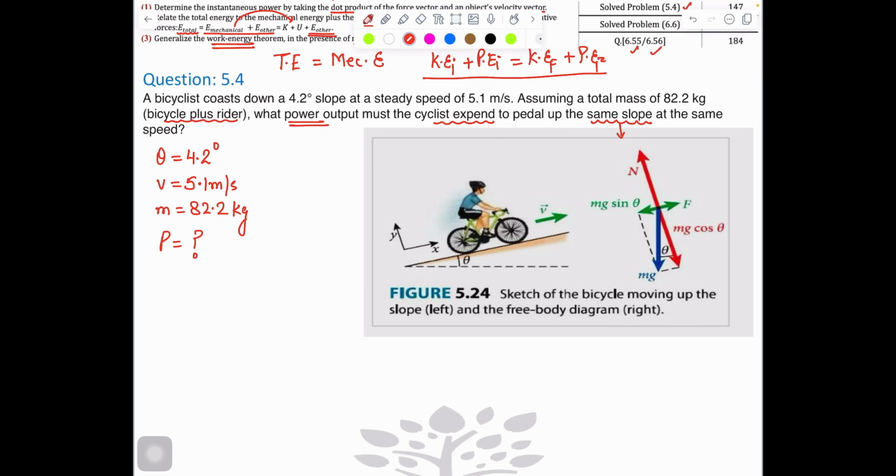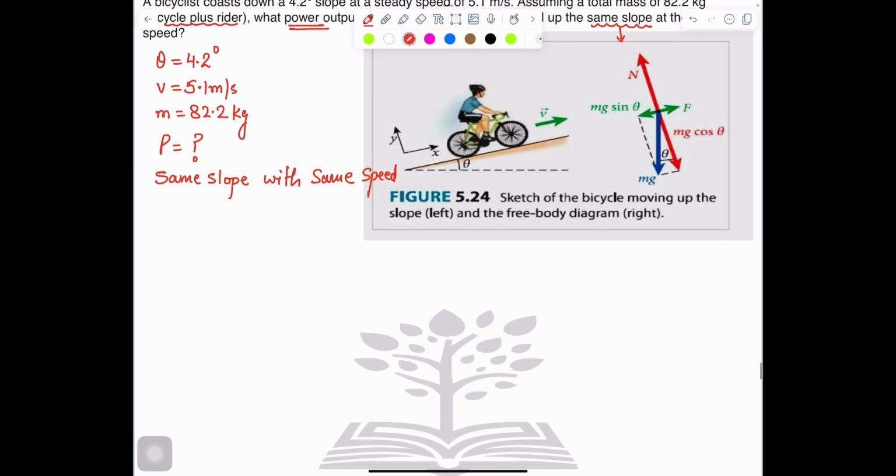This is something very important: at the same speed, guys, same slope, with the same speed. This is very important, that will change your question. If the speed is the same, v is constant. Speed the same means constant, it means acceleration is 0, it means net force should be 0. Clear? It means no additional net force you need to apply.